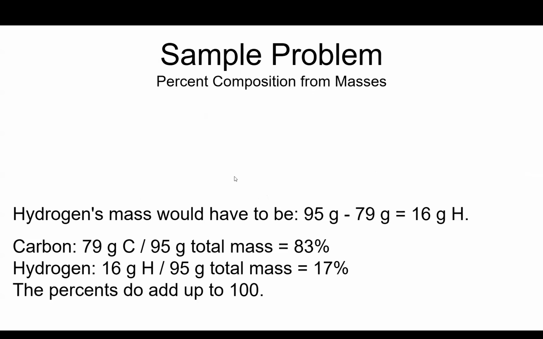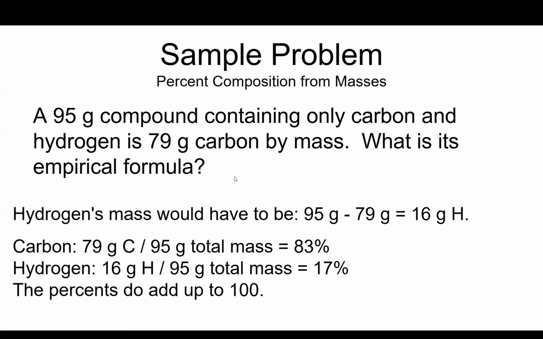Let's take a look at this problem. A 95-gram compound containing only carbon and hydrogen is 79 grams carbon by mass. What is the empirical formula? First of all, this one's a little tricky in that they only give you a mass of 1 element. They do give you the total mass, and they do tell you that there's only 2 elements.